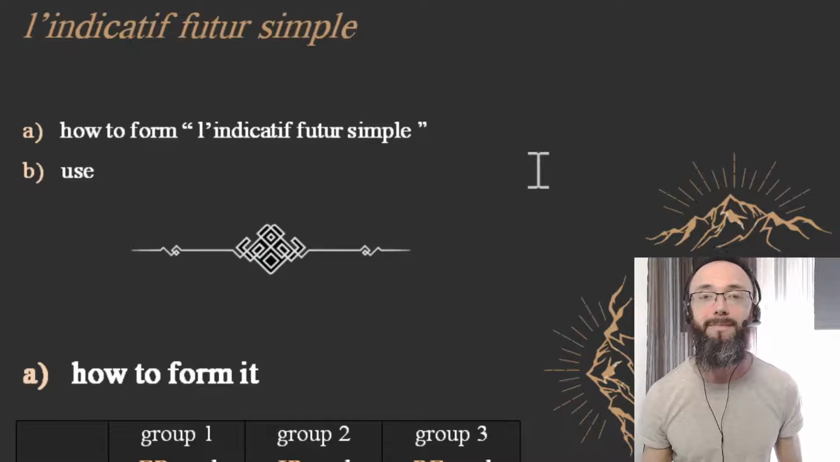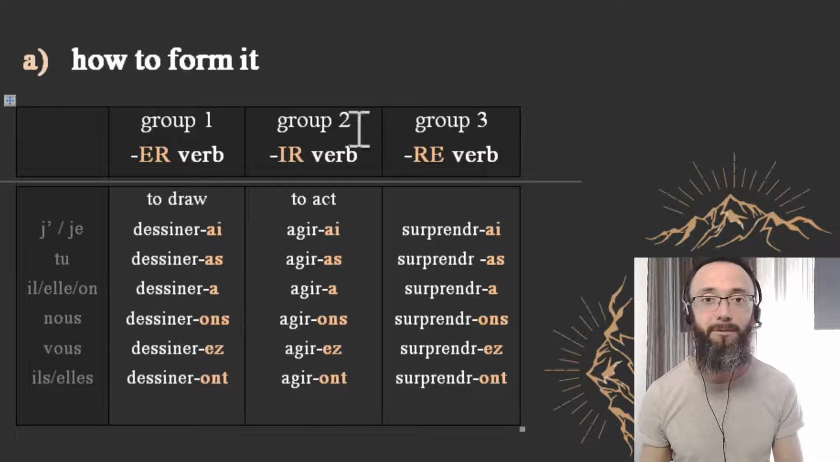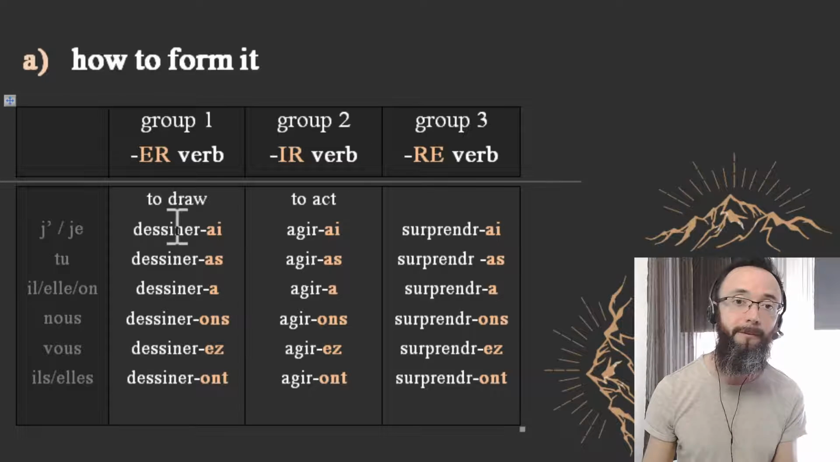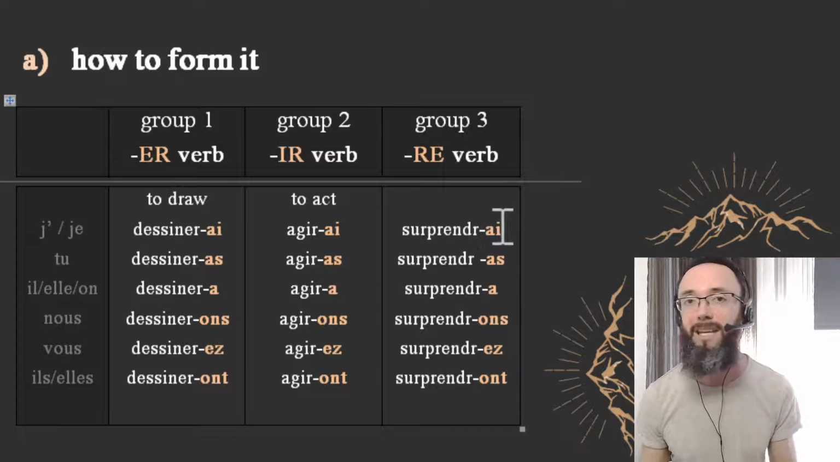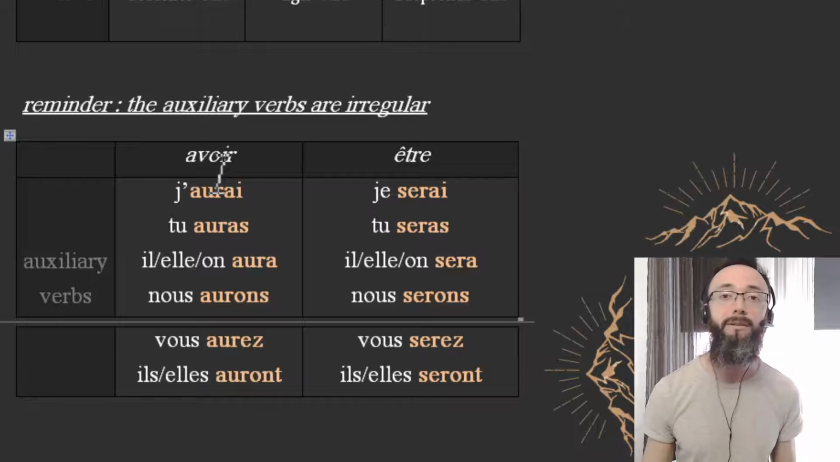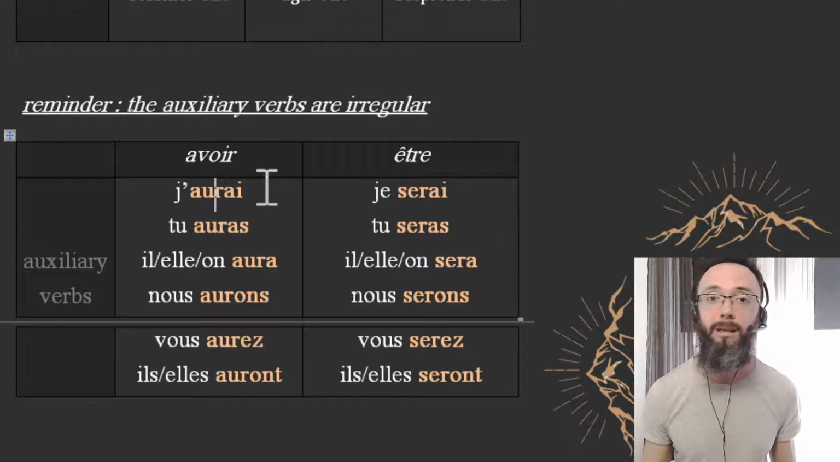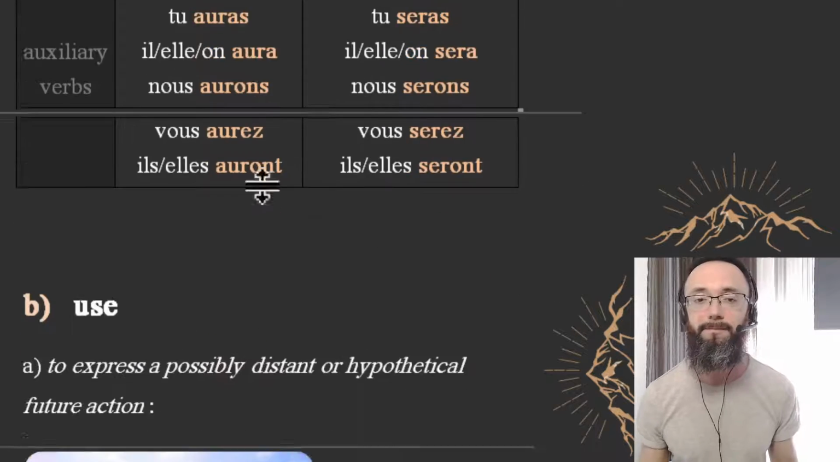Let's wrap it up. We covered how to form the future simple tense in this lesson. 3 groups of verbs. We take the infinitive verb, we add the ending, and for group 2 verbs that end with an E, we remove the E and we add the ending. Clear. Of course, the auxiliary verbs are irregular. You need to study them. Very important in the future simple for this lesson.